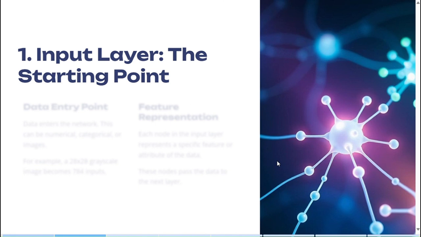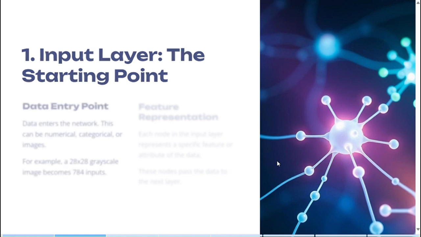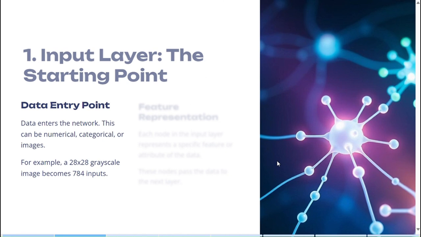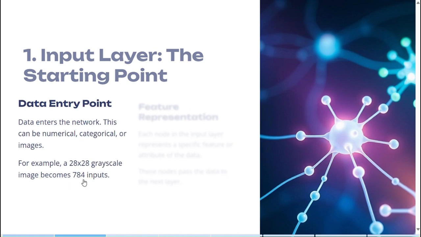First, we will see the input layer, the starting point. It contains the data entry point. The input layer is where data first enters the neural network. It can be any type of data such as numbers, images, categorical data. For example, an image of size 28 by 28 pixels would have 784 input nodes, since 28 times 28 equals 784.